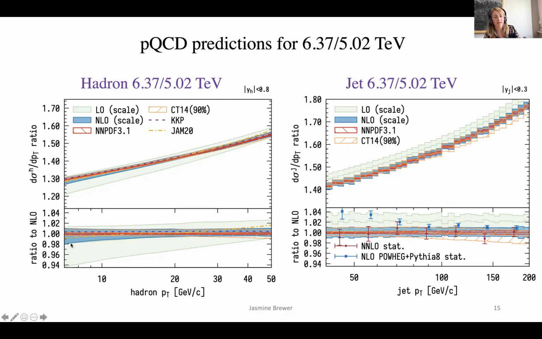And what you see here is, to the extent that you trust this ratio in the perturbative calculation, the next-to-leading order scale uncertainties are dominant, at least at low pT. And we have a band of a few percent uncertainties on this ratio coming from perturbative QCD for hadrons. On the right, we show the same computation for jets.